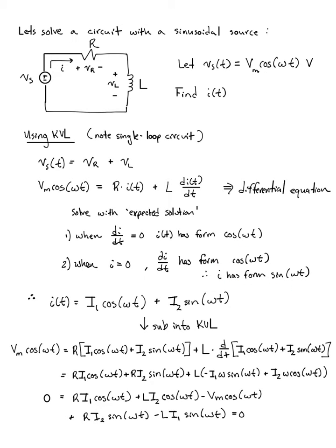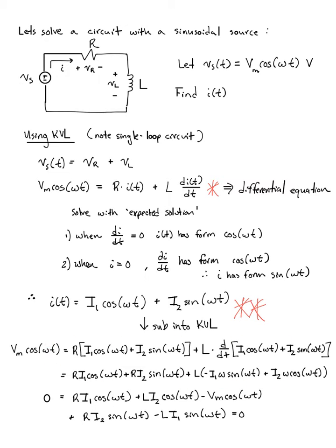So I know that there are going to be those two pieces to my solution, so I can sum them together. And then I'm going to have some kind of constants, coefficients rather, out in front of the cosine and the sine that I'm going to have to figure out. So given that this is my expected form of the solution, I'm going to substitute that into my original KVL equation up here. And this is what I get.